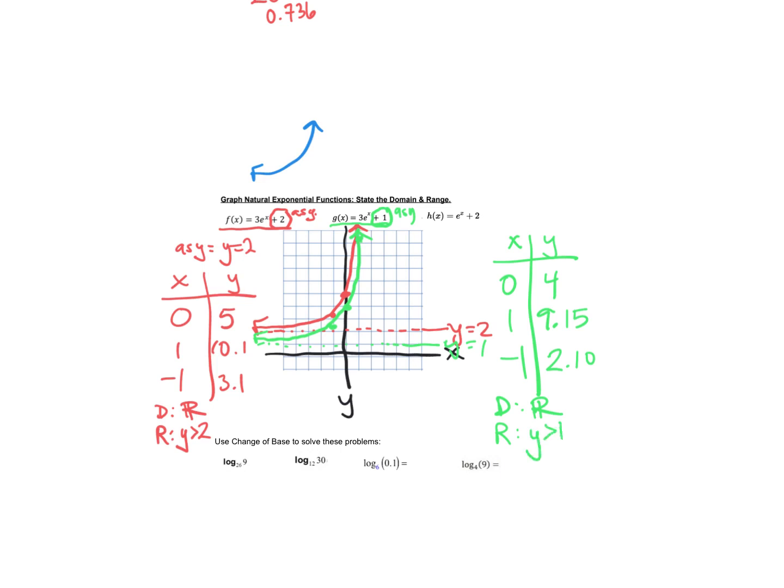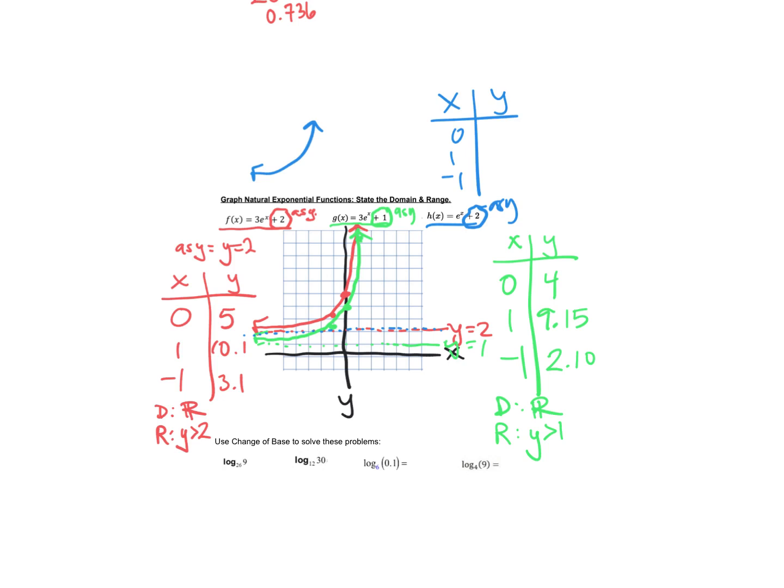The last graph, we're going to do h of x in blue here. I'm going to do it above. H of x's asymptote is +2, right? So here's our asymptote. It happens to be the same as the red. That's fine. We're going to do an xy chart. I'm going to plug in again 0, 1, -1 to my h of x function.